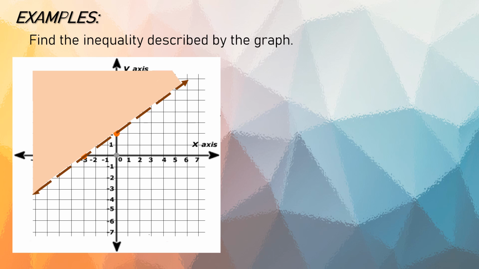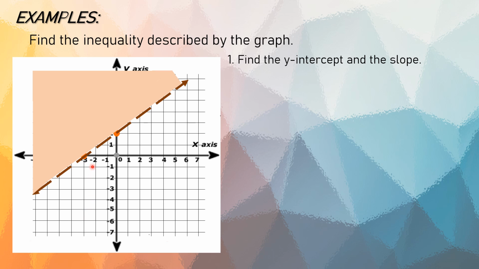Additional example, so as you can see sa ating graph, ang line na ginamit ay broken line. So, ang gagamitin natin na inequality symbol ay it's either less than or greater than. And then, dito naman sa shaded part sa upper left, tayo pipili ng point para malaman natin kung anong symbol yung ating gagamitin. So, first step is to find the y-intercept and the slope.